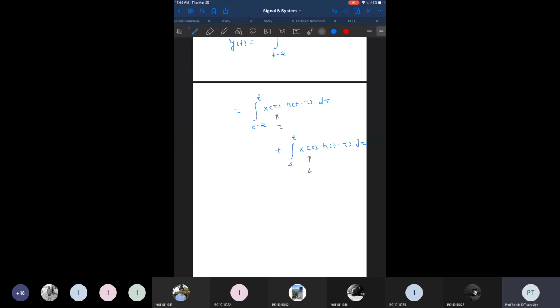If you integrate the first one, 2 tau, it becomes 2 tau squared by 2, and if we apply this limit, t minus 2 to 2. And here this becomes 4 tau minus tau squared by 2, and if we apply this limit, that is 2 to t.